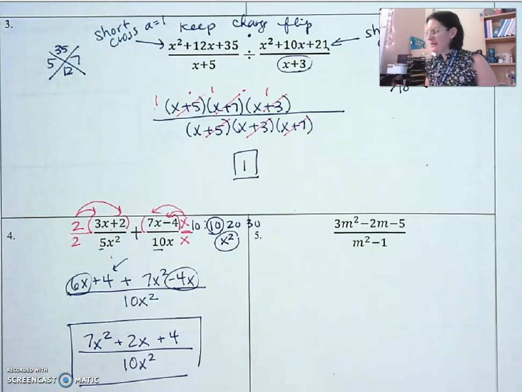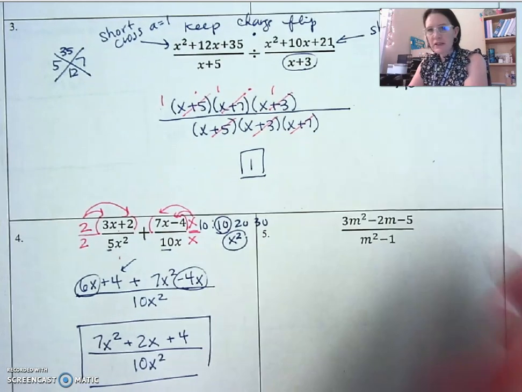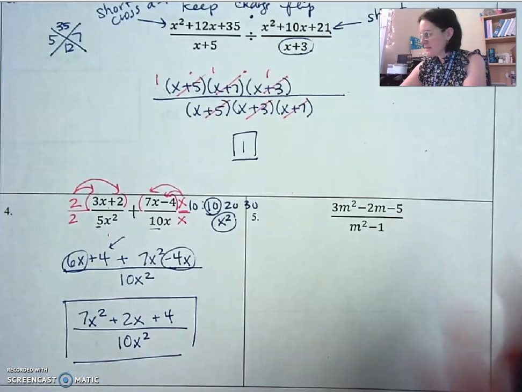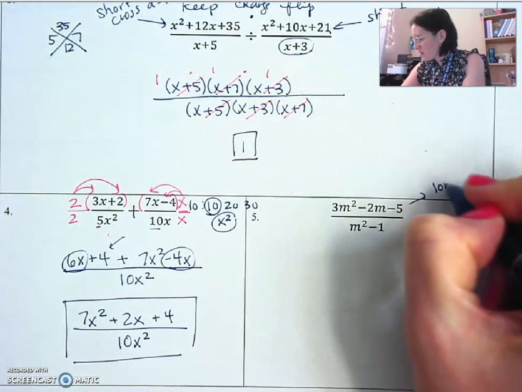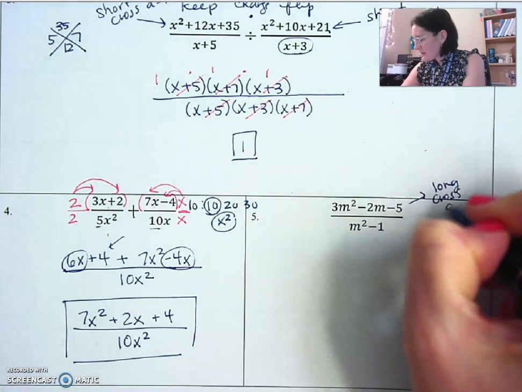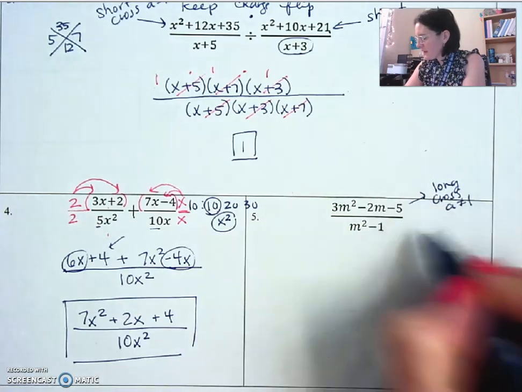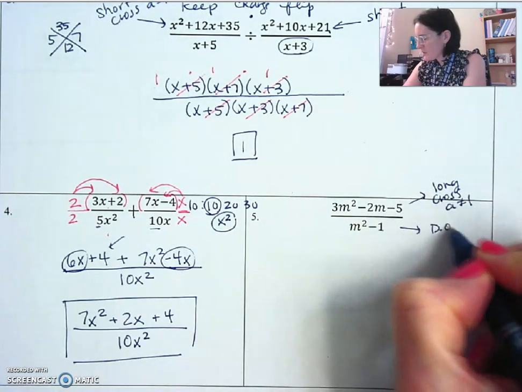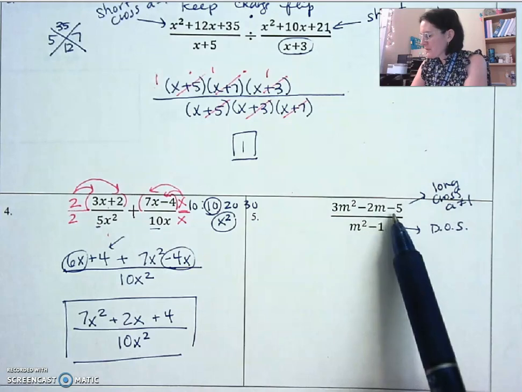This next problem is one division fraction. We're going to factor the top and bottom and see what cancels. My numerator here is the long cross method because a does not equal 1, and the denominator is difference of squares. So I'm going to start with the numerator.